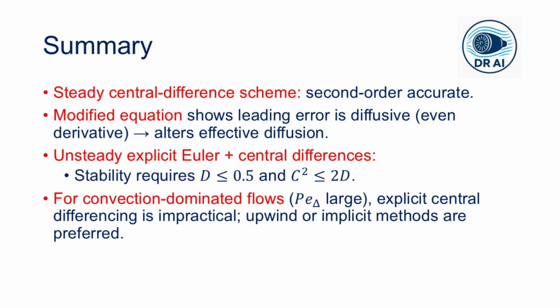The diffusion number must be less than half in value, and the Courant number squared must be less than or equal to twice the diffusion number. So these conditions show that when advection dominates, the time step must be severely restricted to maintain stability. Understanding these error and stability properties is crucial in CFD. It tells us why certain schemes are chosen for convection dominated flows, for example, the upwinding implicit methods, and how to select time steps safely.